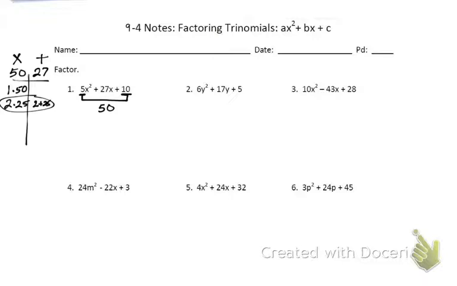So, like we did before, we're going to break this middle number up into the two numbers that I found, 2 and 25. So I'm going to have 2x plus 25x. Okay? And then your first term is still your 5x squared plus 2x plus 25x, and then your last term is still plus 10. So now at this point, we have the exact same kind of problem that we had in the last section. You've broken up your middle term into the 2x and the 25x, and now we group factor.